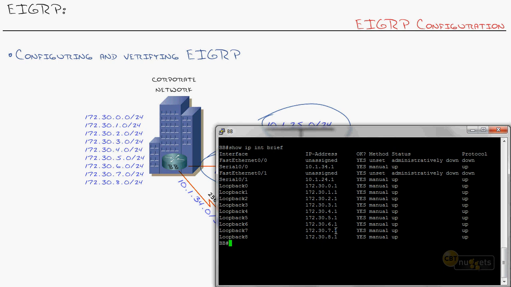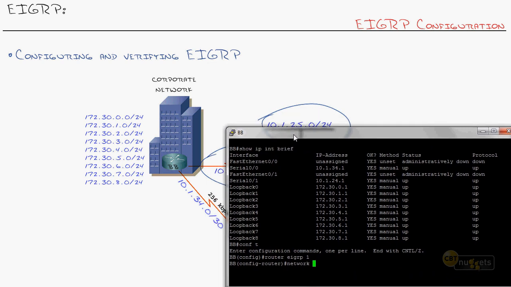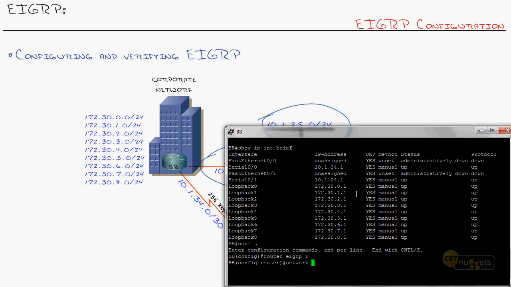So let's bring up the neighbors first. Let's say hello. Router EIGRP 1, and we'll do network. So let's see here, we've got 10.1.24 and 10.1.34. I want to show you an option that EIGRP gives you that's a little more specific. So I can say 10.1.0.0.